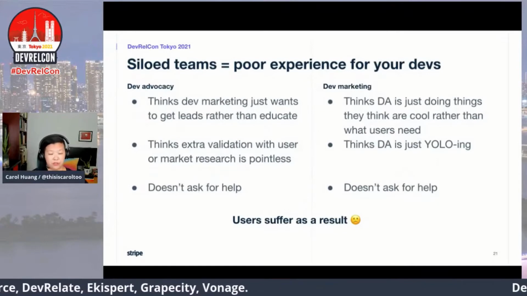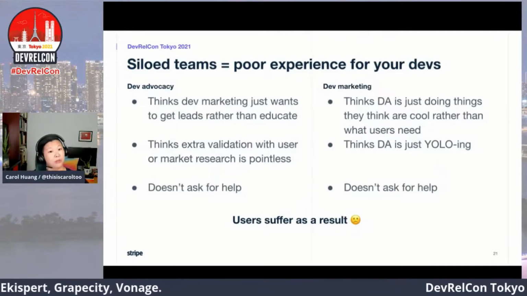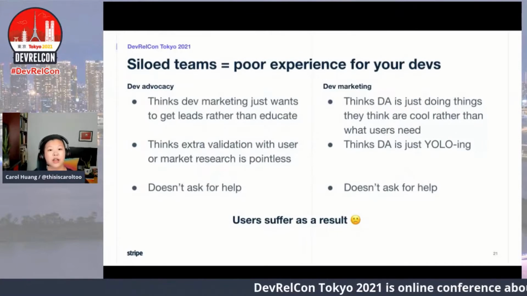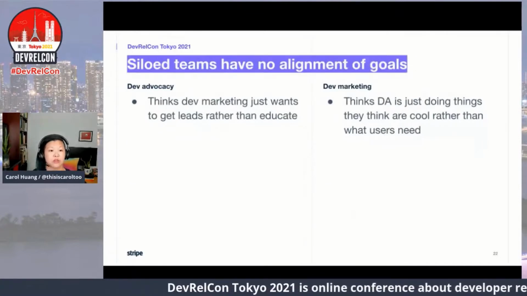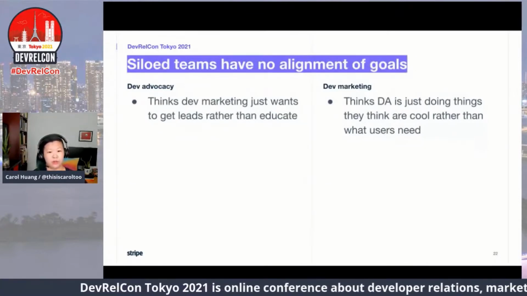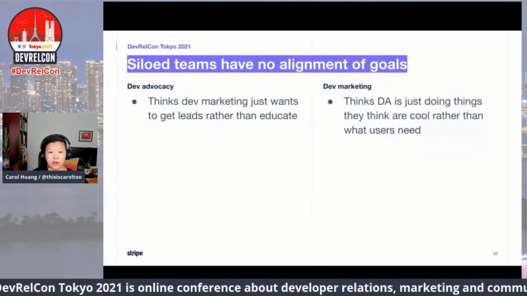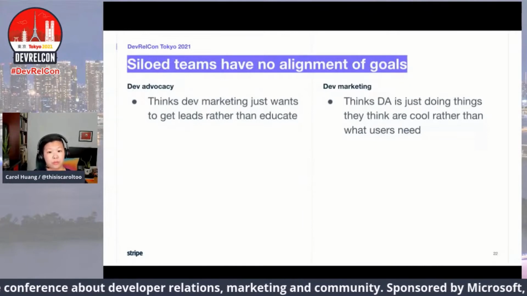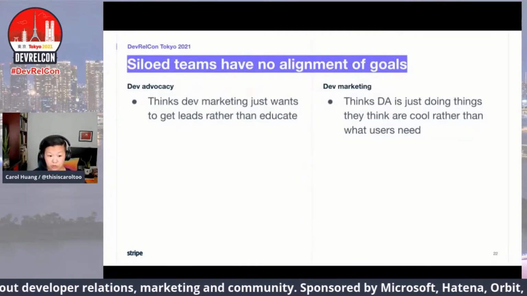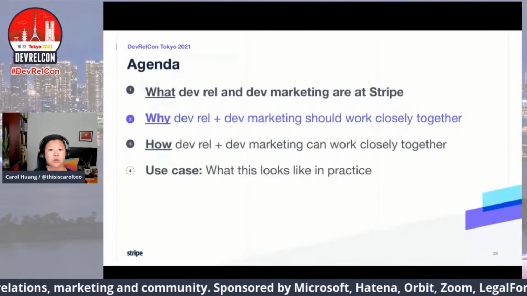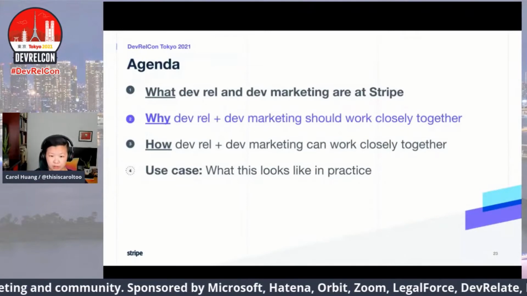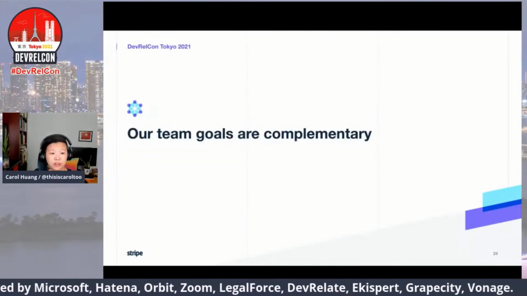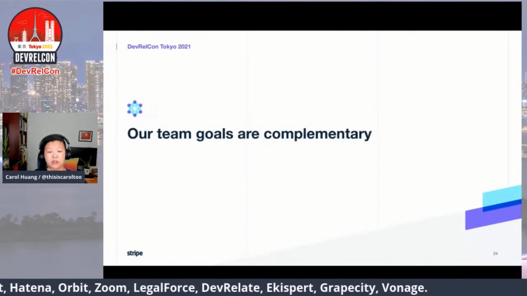So now that we've established the current state of things that you might be starting with, you might be at various stages in that journey. How do we fix this? If we go back to this first set of issues, DA thinks marketing just wants to get leads. Marketing thinks advocacy is just pursuing what's cool. There's a misalignment of goals here. So let's go into why these two teams should work together. Because, spoiler alert, our team goals are actually complementary, and I'll show you how.